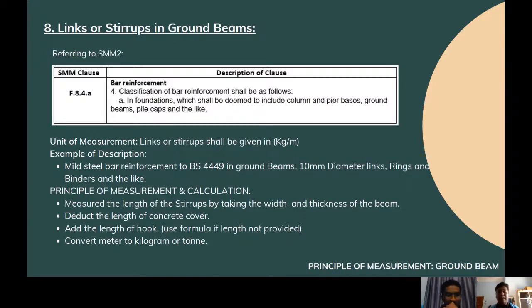So the principle of measurement and calculation is we need to measure the length of the stirrup, which is we take the width and the thickness of the beam, upper and bottom, left and right, and deduct the length with the concrete cover. After that, we add the length of the hook, which we get using the formula. For one hook, we need to use 9D. So for one link of stirrup, we will have two hooks, so it will be 18D. So after that, we convert. After we get the meters, we convert it to kilograms or tons.